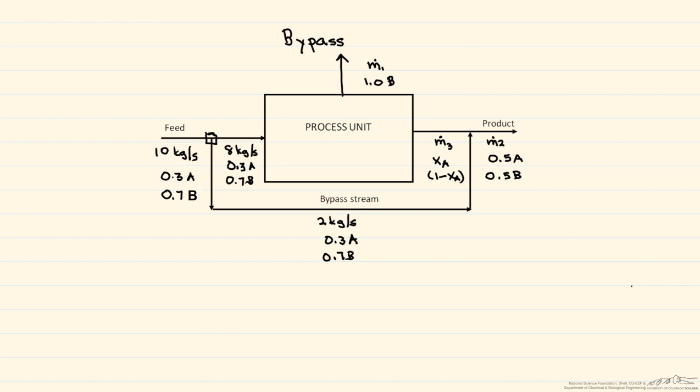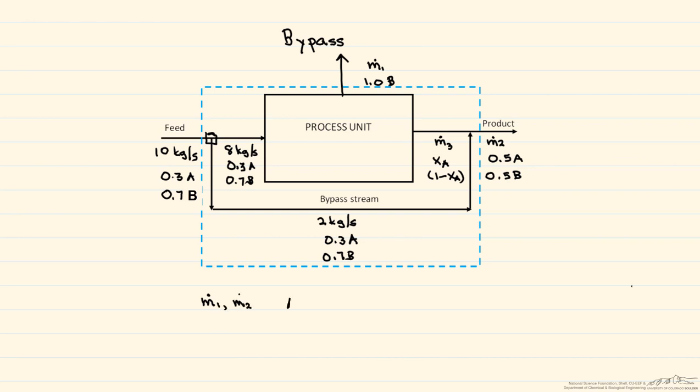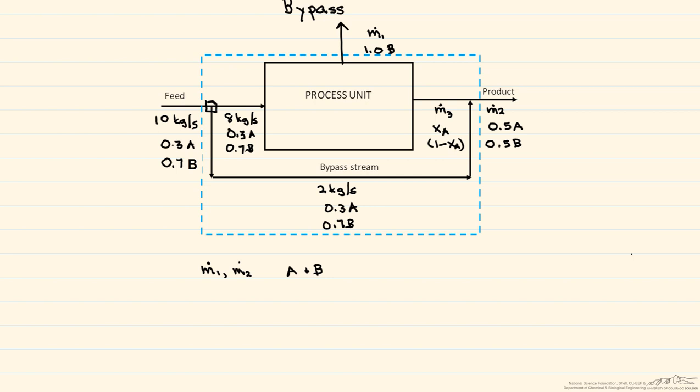So we've labeled the system. Where do you think we should do a balance? Well, if we look at where we have the most information, it makes sense to do an overall balance. So note when we do an overall balance, we have two unknowns, M1 and M2, and we have two species, A and B. Therefore, we have 0 degrees of freedom. So let's write out the appropriate equations. Coming in, we have 10 kilograms per second, and coming out, we have M1 plus M2.